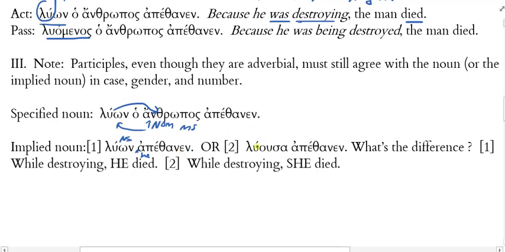Now look at number 2, luusa apethenen. Loosing, someone died. Is it a he, she, or an it? It's she. While destroying, she died. How do I know that? Because luusa is what? Gender and number? Feminine singular. Because the implied subject pronoun is she here. Okay? All right. There you go.